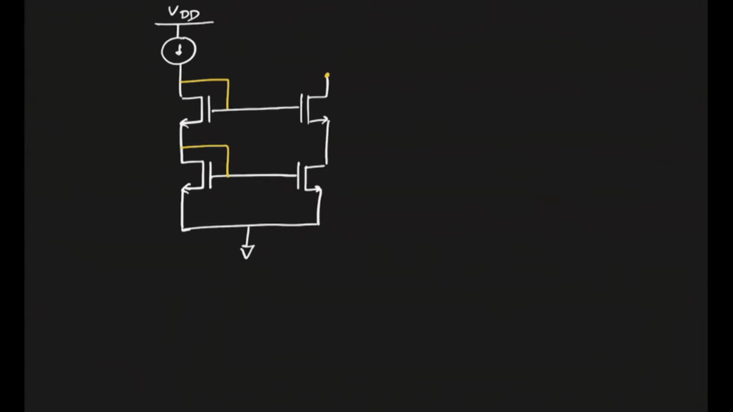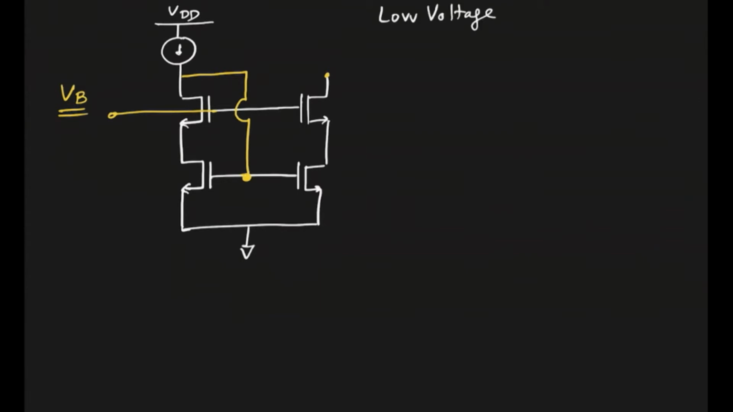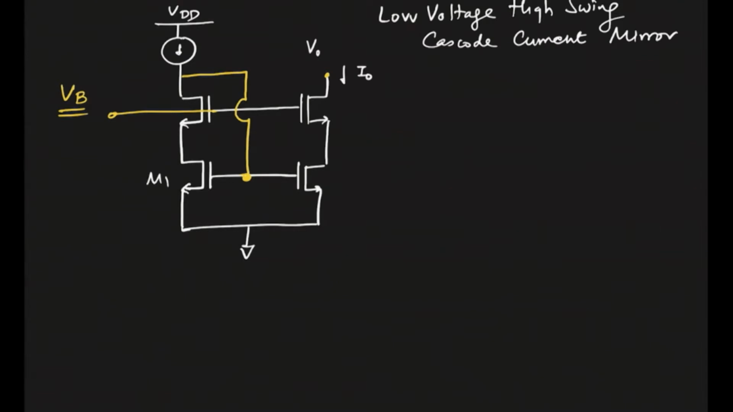The next invention that came along was to take this circuit and modify it slightly, and let me show you the modification, which is to connect this like this. Then this particular voltage is biased using V bias. Now let's analyze this current mirror, called the low voltage, high swing cascode current mirror. Let's label everything: this is V out, this is I out, and these are transistors M1, M2, M3, M4.